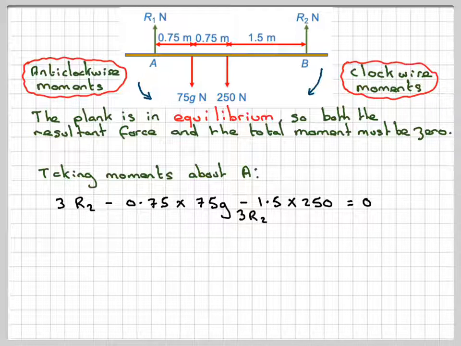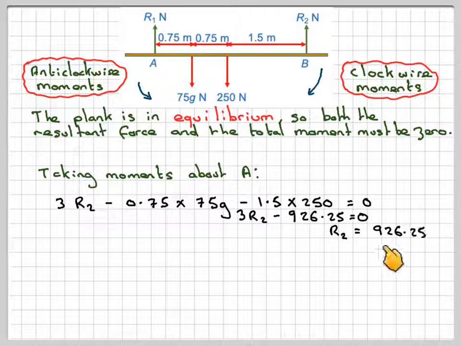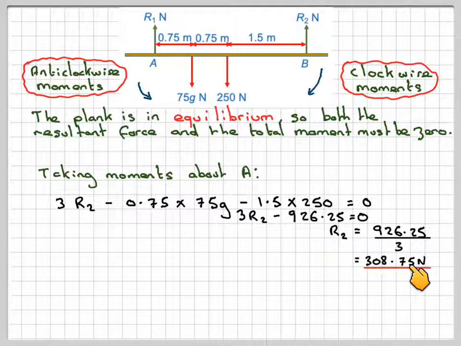So on my calculator, if I work this bit out, I'm going to have 3R2 minus 926.25 is equal to 0, taking g to be 9.8, and therefore R2 will be 926.25 divided by 3, which is 308.75 newtons. Right, in order to find R1, we could do the same, just take moments about B, or we could just resolve the forces vertically, which I'm going to do, but either method will work.